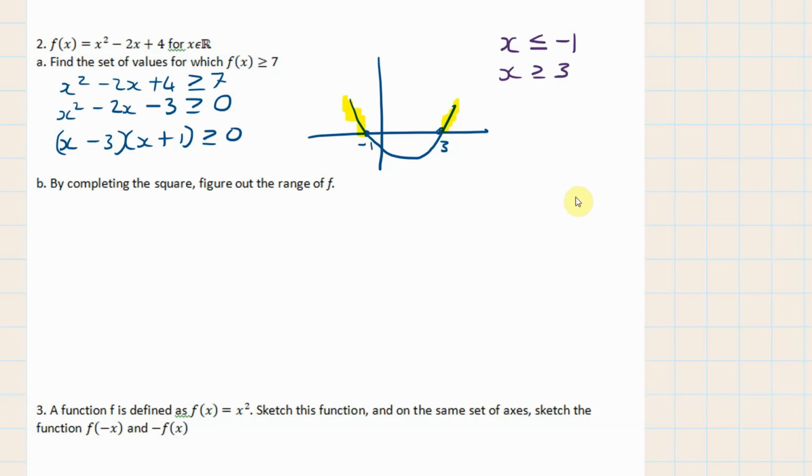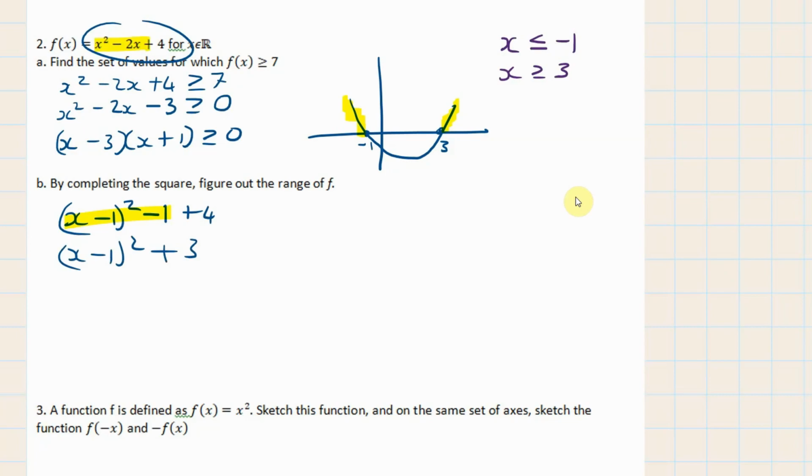Okay. The next one, we're completing the square to figure out the range of f. So I'm looking at this, and I'm going to complete the square. So (x minus 1) squared, because I halve that minus 2x, I square that, I subtract the 1. Now, what we're going to do here is add that 4 on the end and simplify it. So that gets us to plus 3.